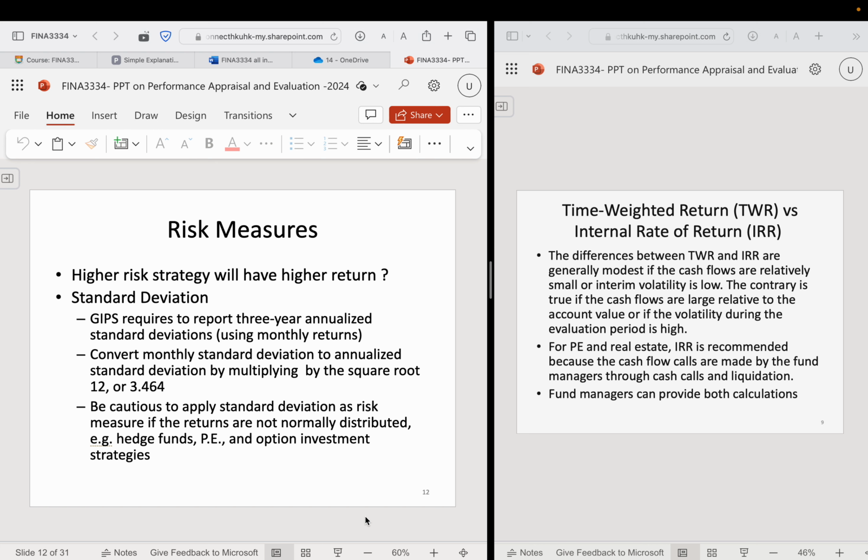So let's talk about risk. When we talk about risk, we also want to know how much risk. When we talk about return, we also want to know how much risk the client has taken. That's why in the textbook and also in the CFA, we use the standard deviation, the 3-year standard deviation, to calculate whether the portfolio is taking a higher risk or not. However, we have to be cautious in applying standard deviation as a risk measure if the returns are not normally distributed. Second, for hedge funds and PE, because they are not always marked to market, the volatility will be a lot lower.